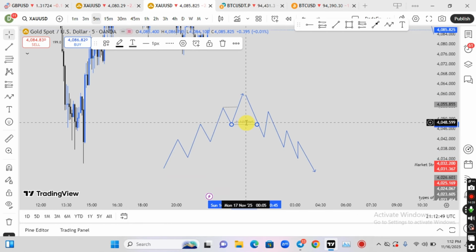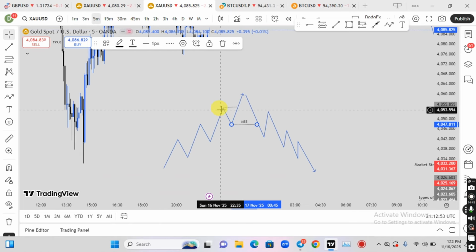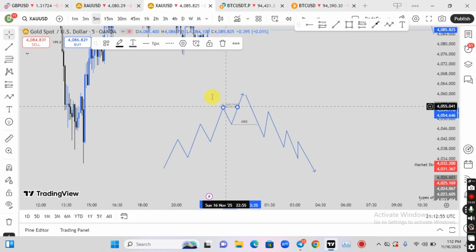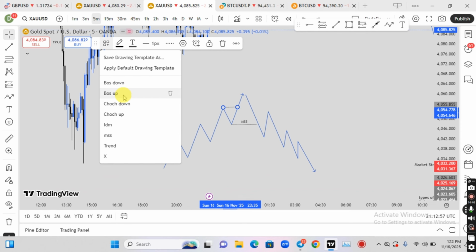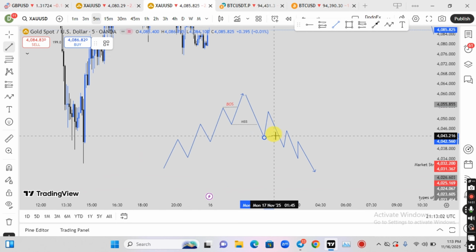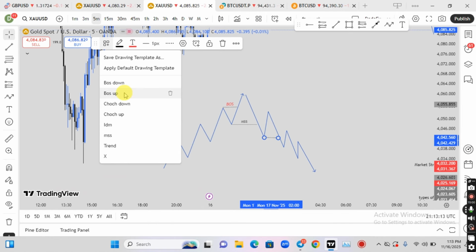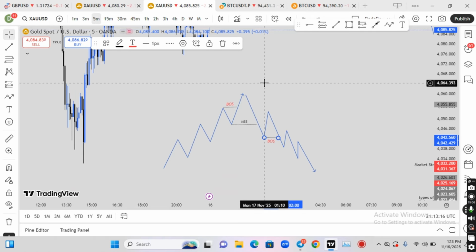Here will serve as your MSS. Then here will be your break of structure. Then here you can name it your BOS, right? That's simple.